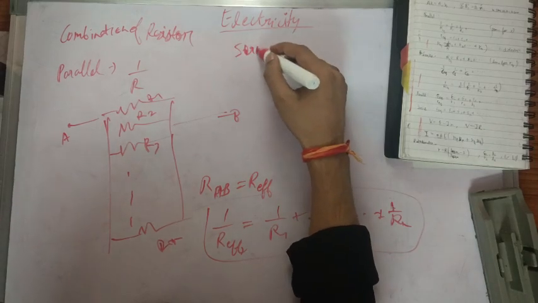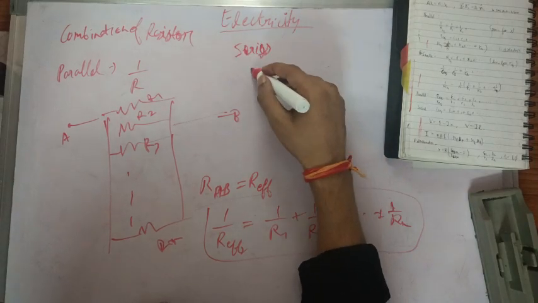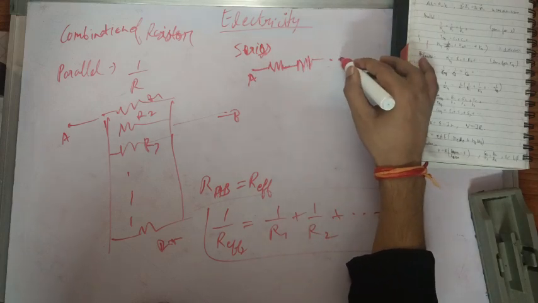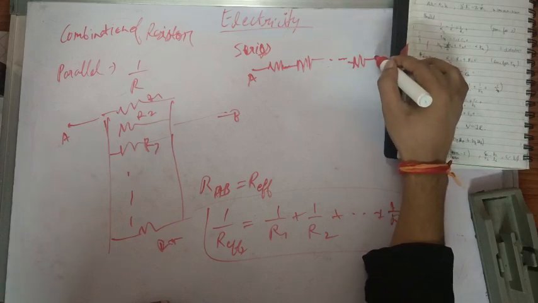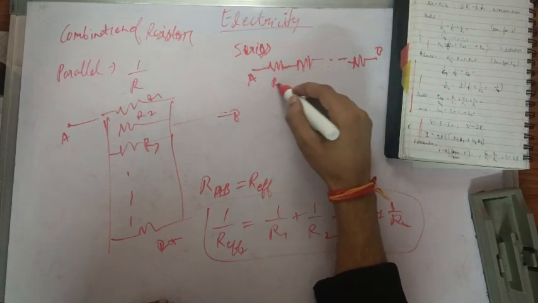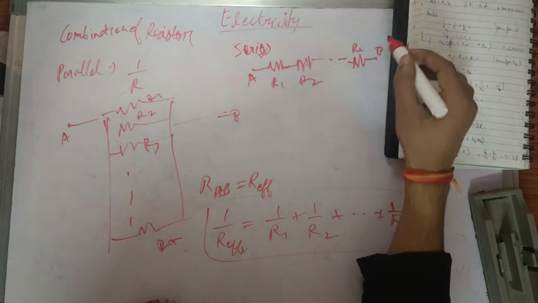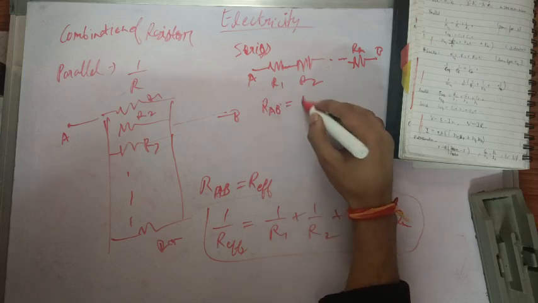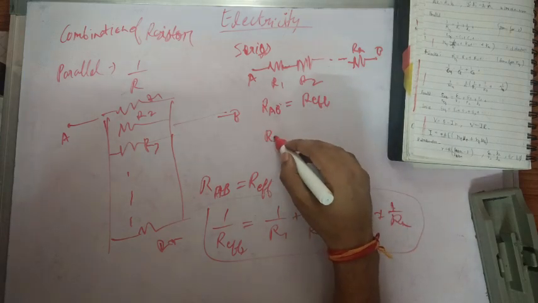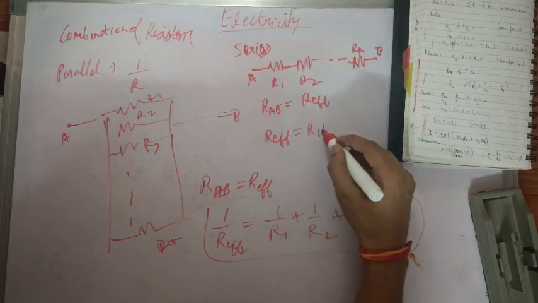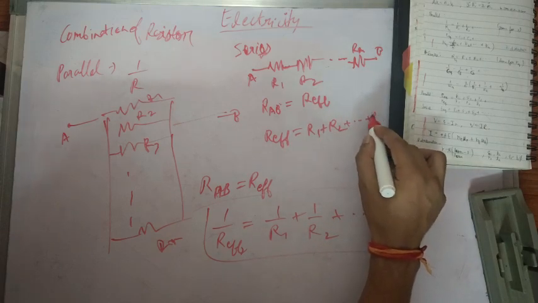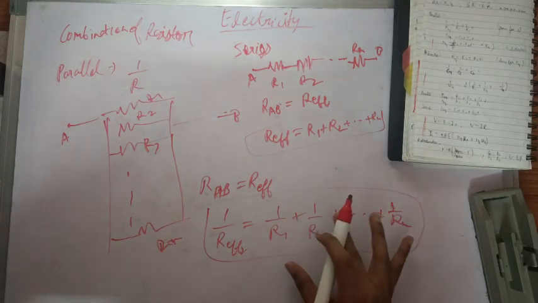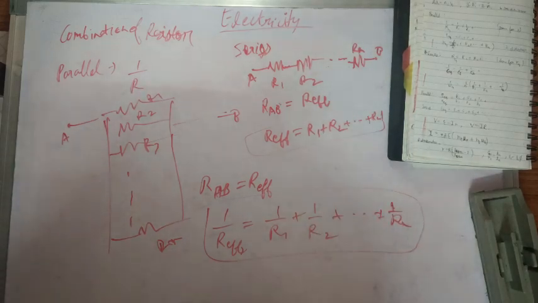if there is a series of resistors connected in series, let's say this is the A end and this is the B point end, and this is R1 resistance, this is R2 resistance, dot dot dot, this is Rn resistance. If they are connected in series, then the resistance between A and B, let's call it R effective, will be given by R1 plus R2 plus dot dot dot plus Rn. So it is the sum of all resistances, whereas for parallel it is a reciprocal of the sum of all reciprocals. That's it.